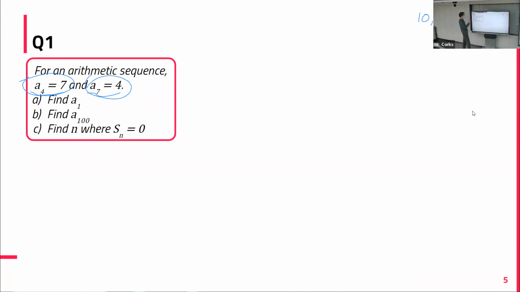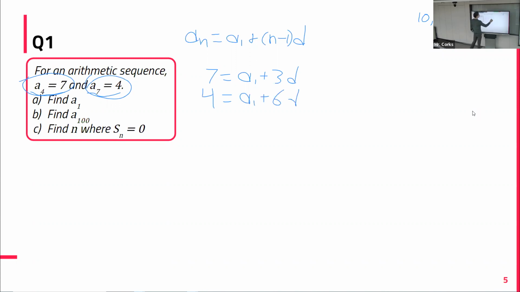Okay, so our general term formula, we can use that one here. So that is an equals a1 plus n minus 1 d, and we have this information for the 4th term and the 7th term. So for the 4th term, 7 equals a1 plus 4 minus 1, so 3d. And then for the other one, we have 4 equals a1 plus 7 minus 1, 6d.